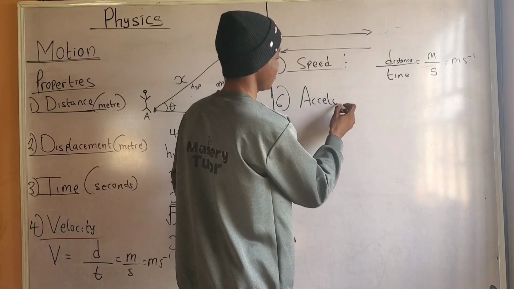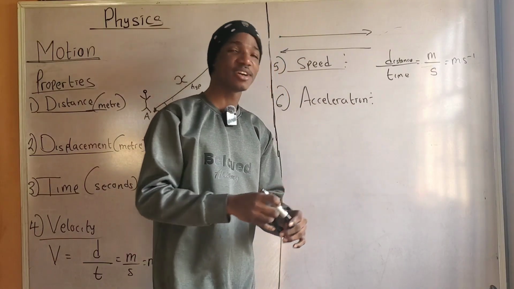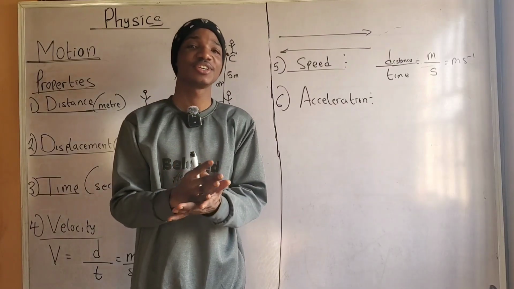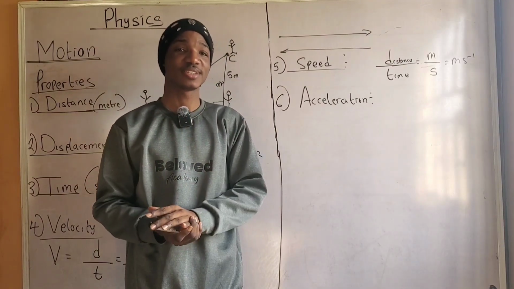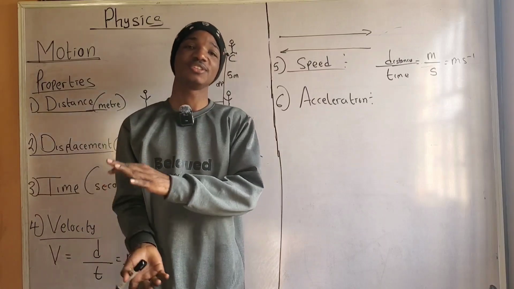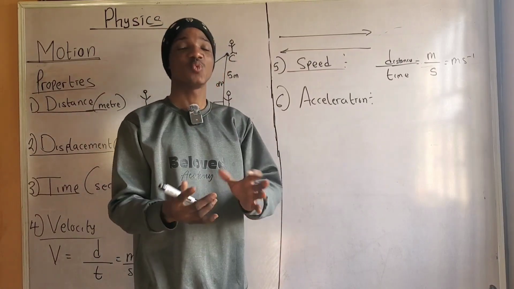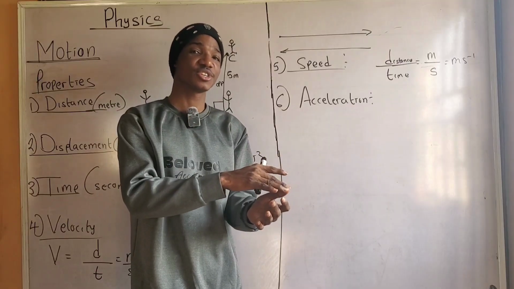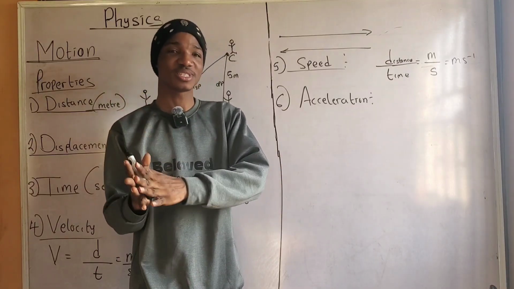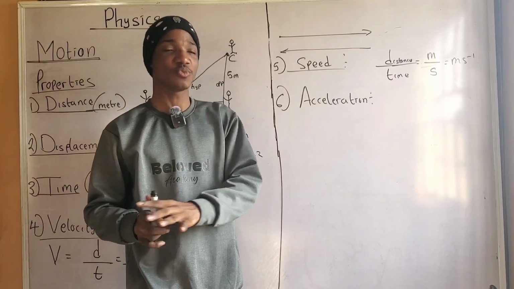Okay, the sixth property is acceleration. Acceleration refers to the change in the velocity of an object with respect to time. Are you getting it? Velocity refers to change in displacement of an object with respect to time. But acceleration is when we have velocity change, the velocity which an object is moving with, the change in that velocity with respect to time will give you the acceleration.